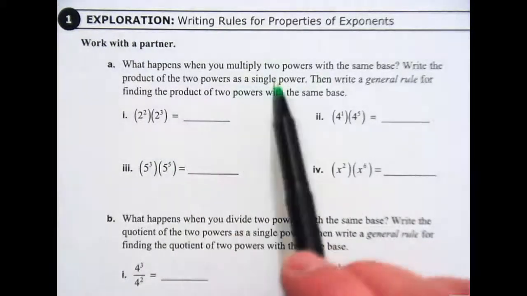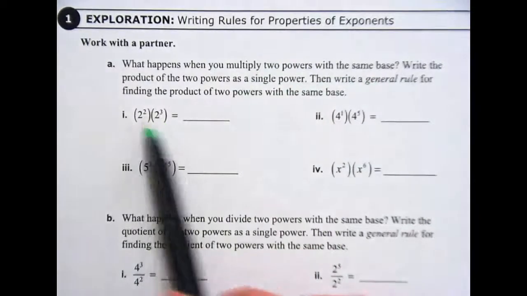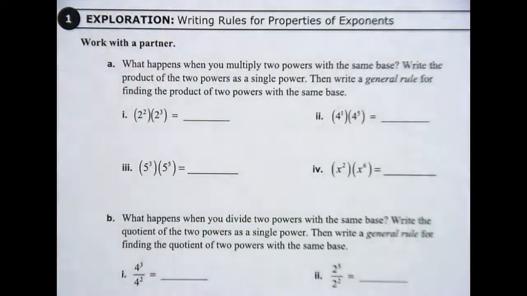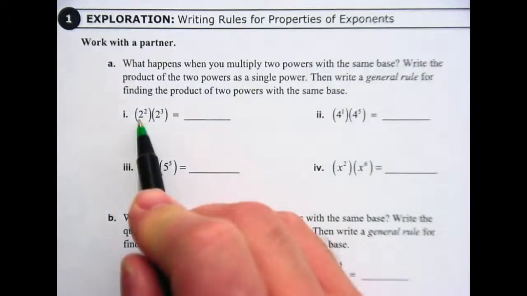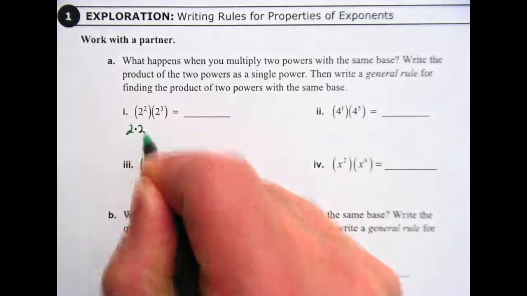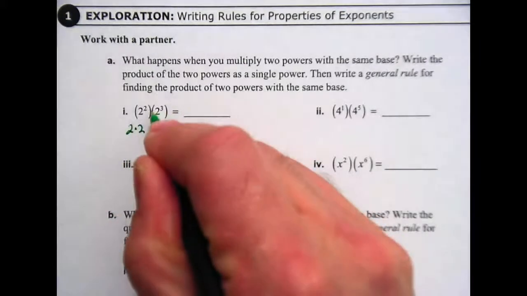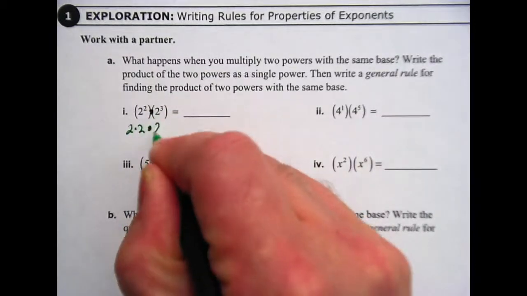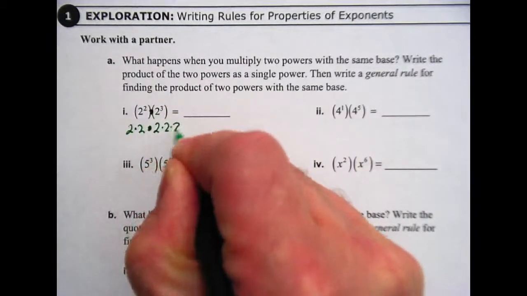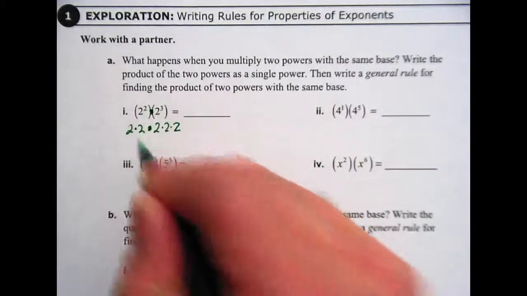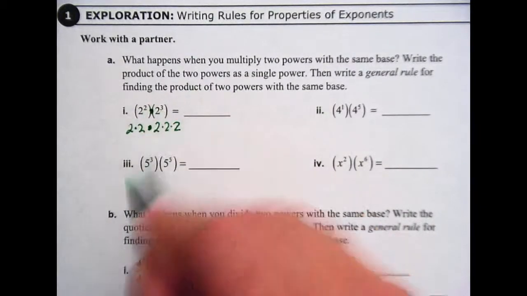When you multiply 2 things with the same base, so they both have a 2 there, write the product of the 2 powers as a single power, then write the general rule for finding the product of 2 powers with the same base. So if I have 2 squared, expanded, that's 2 times 2. And I have 2 cubed, with a multiplication symbol in between. 2 cubed is 2 times 2 times 2. Now you hear me say 2 squared, that means to the 2nd power. And to the 3rd power is called cubed.